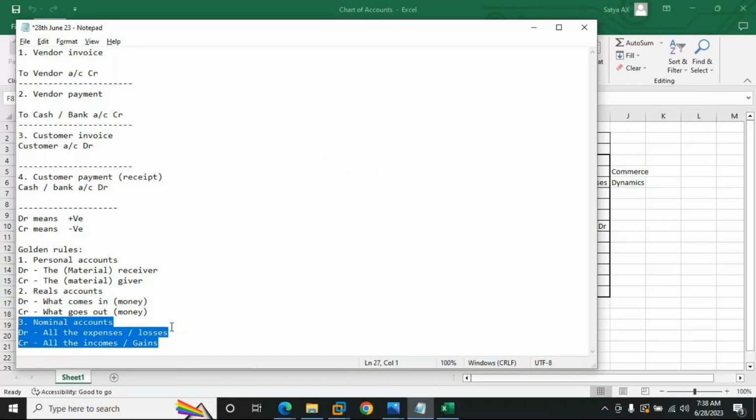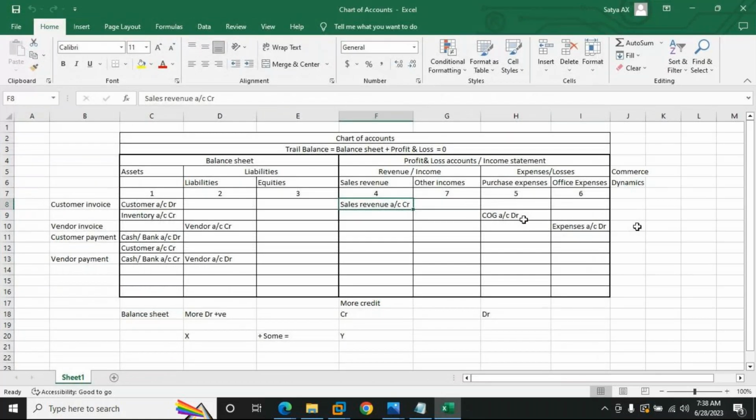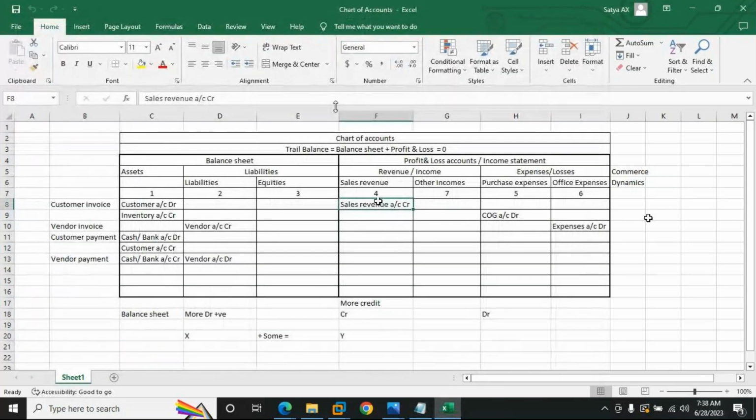So expenses or losses are debit, and all incomes or revenue are credit. So it is balance sheet this side, profit and loss account this side. At any point of time, debit plus credit is zero.